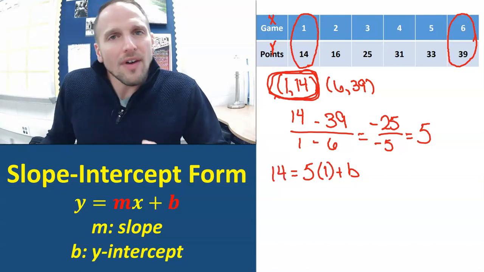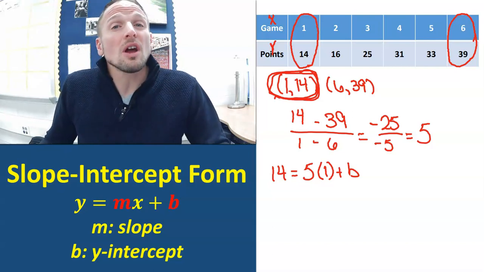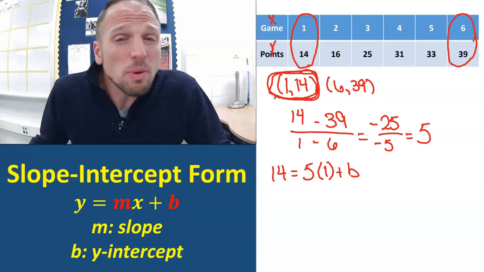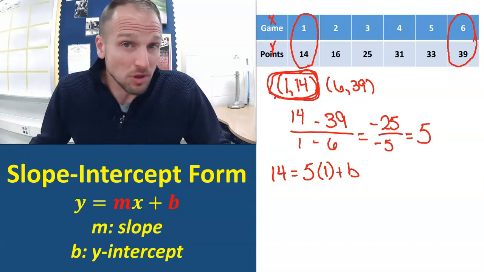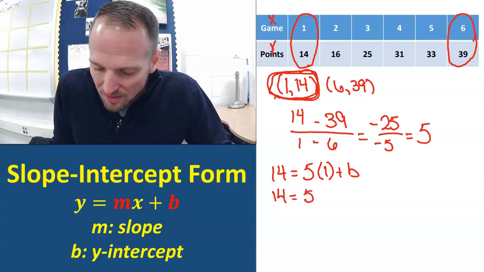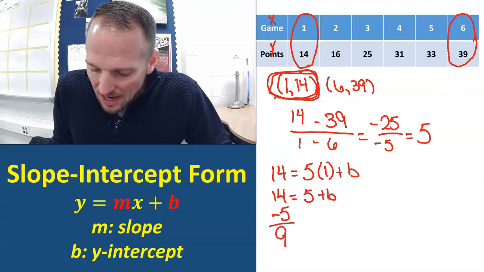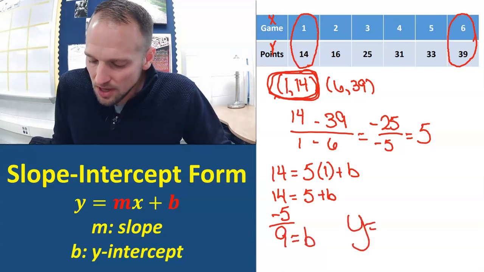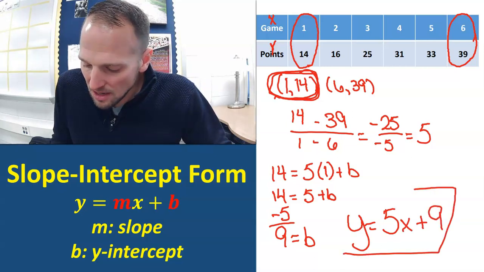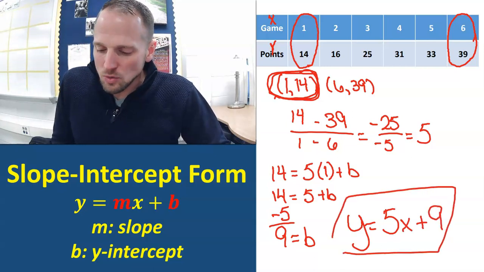By the way, if I had used the other point, this equation is going to come out the exact same. You don't believe me? Try it. Go back, try it with (6, 39) and see if we end up with the same equation in the end. So we're going to have 14 equals 5 plus b. Subtract the 5, and that's going to be 9 equals b. So our equation is y equals mx plus b, and the m was 5, b is 9. So y equals 5x plus 9, that's what we did.